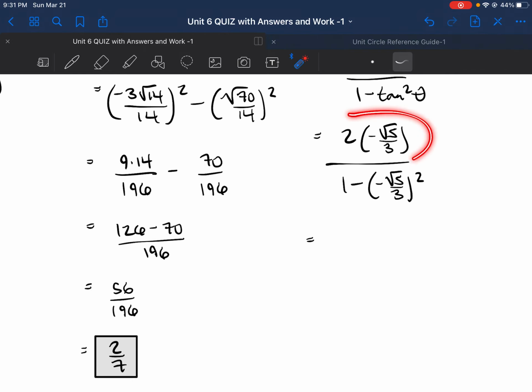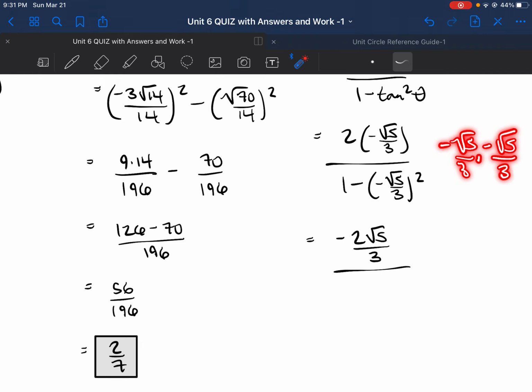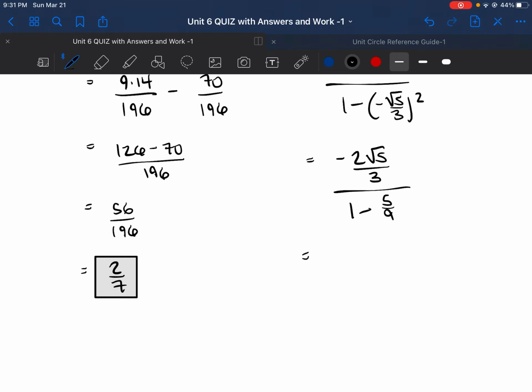Okay. Let's see, that's going to be negative 2 root 5 over 3. Just multiplying that by 2 over negative root 5 over 3 squared. So that's negative root 5. Oh, that was terrible. Negative root 5 over 3 times itself. That's going to be positive 5 over 9. So 1 minus 5/9. All right, continuing to simplify, we'll keep the top here. Negative 2 root 5 over 3. On the bottom, let's go ahead and take this 1. Let's make it a 9 over 9. Get a common denominator. 9 minus 5, we get 4, so this is really 4/9.